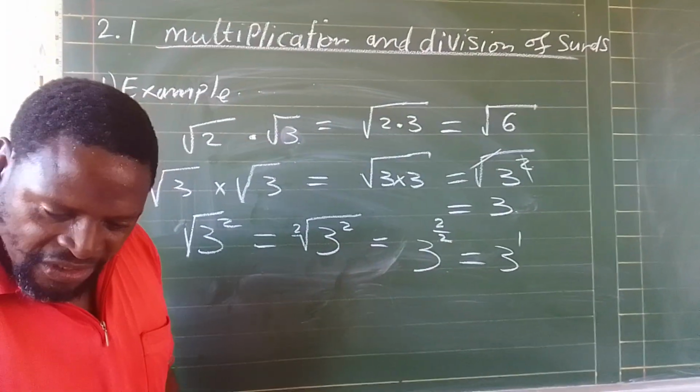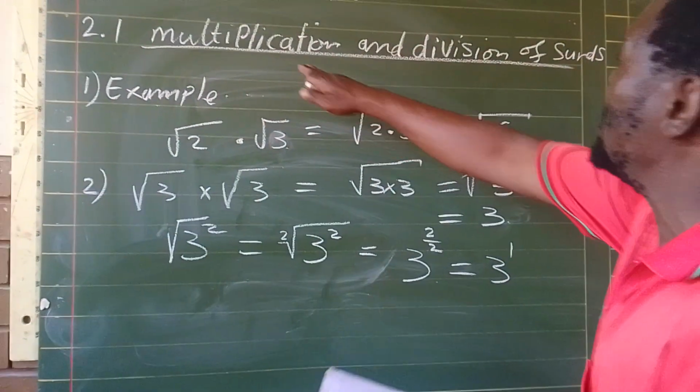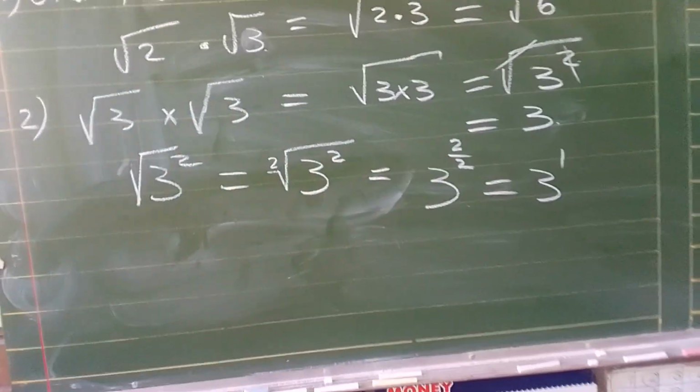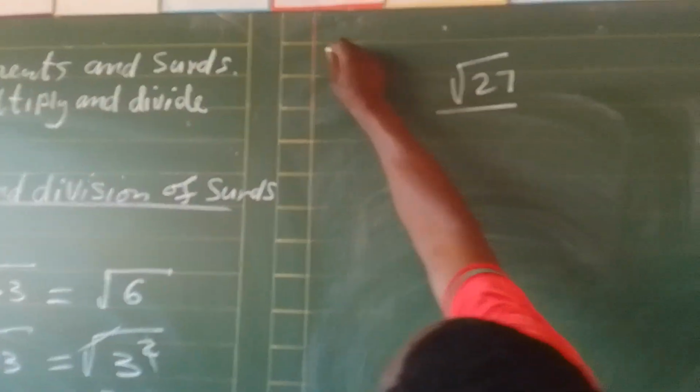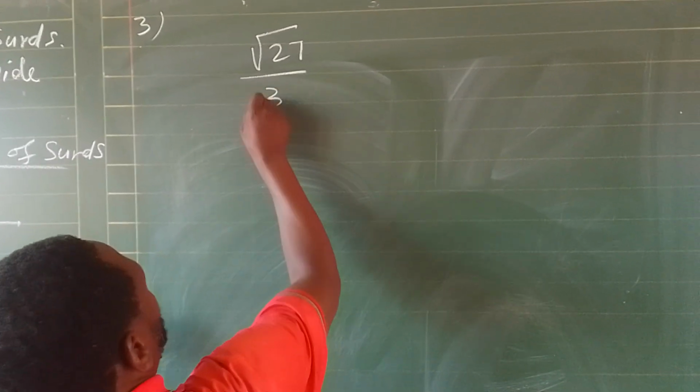Now we go for the third example. Remember, we are still multiplying and dividing. Let's see the division part of it. This is example 3: a square root of 27 divided by a square root of 3.